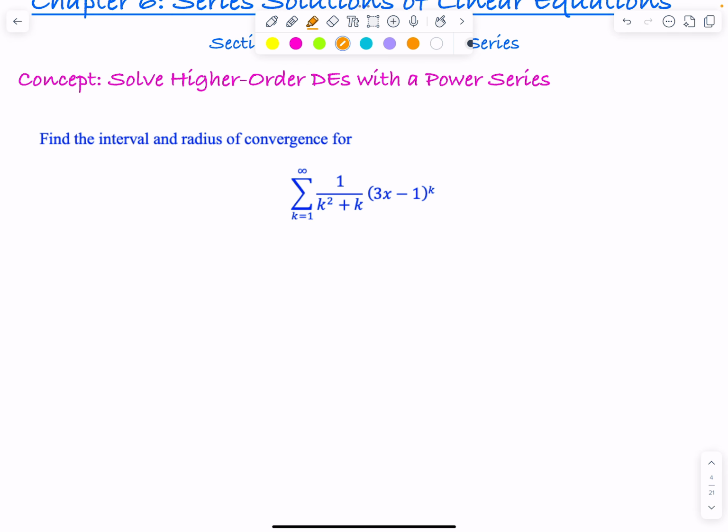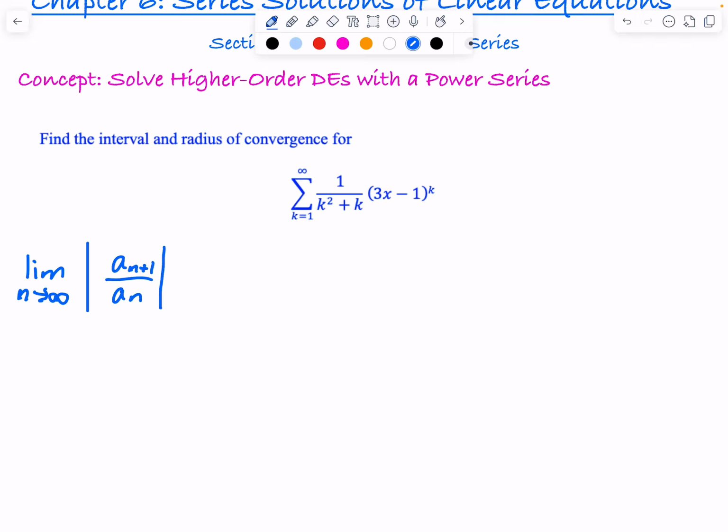Okay, so we have this next problem here. And again, we are going to use the ratio test. So the limit as n goes to infinity of a sub n plus 1 over a sub n. All right, so we got to plug that in. It's going to get kind of messy here. The limit as n approaches infinity of, right?